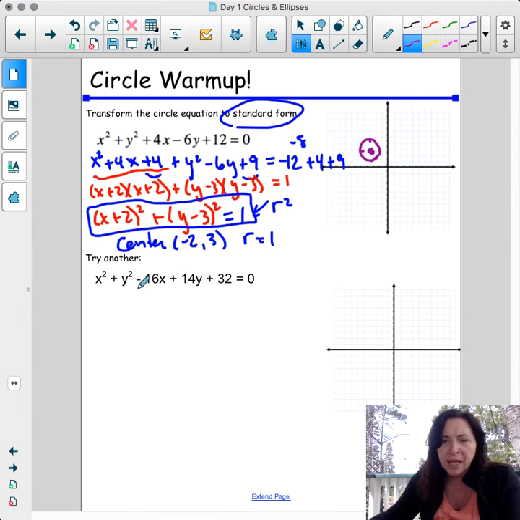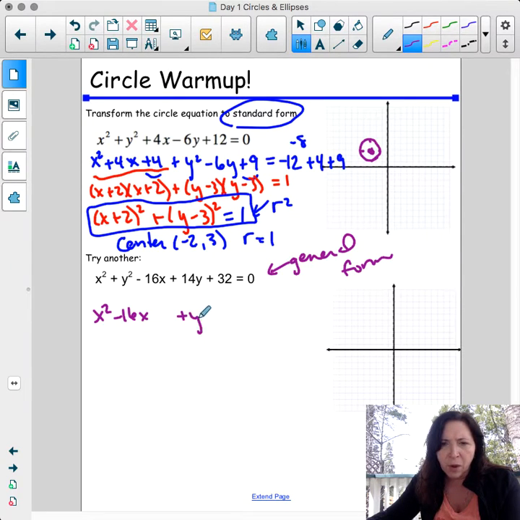Let's try another. And let's complete the square. This is, again, in general form. Just keep in mind general form, and we want to transform this to standard form. So we are going to group our x's, so x squared minus 16x, and you can do this in more than one step, meaning I can do this and then group my y's. So I'm going to take, leave a space, plus y squared plus 14y, and then I'm going to leave a space and put the 32 onto the other side.